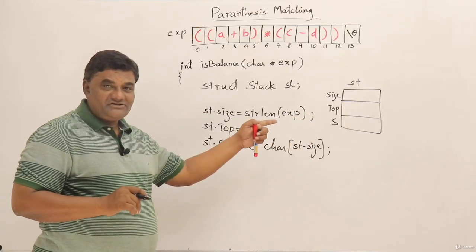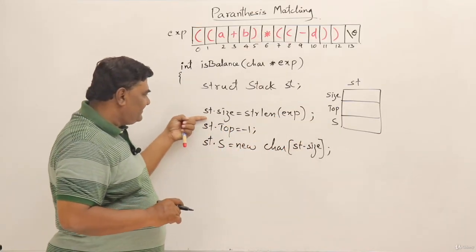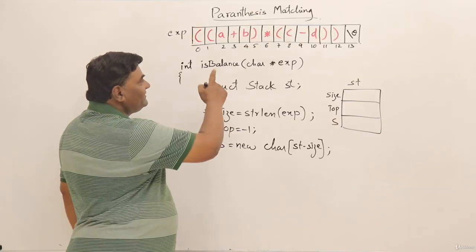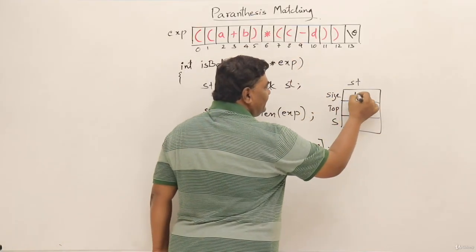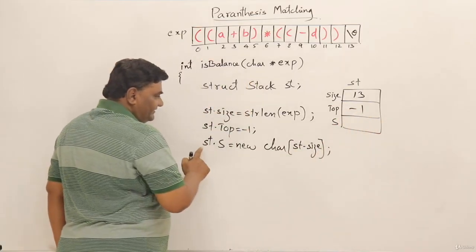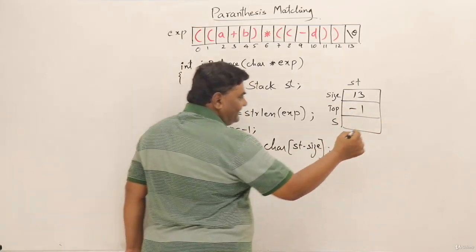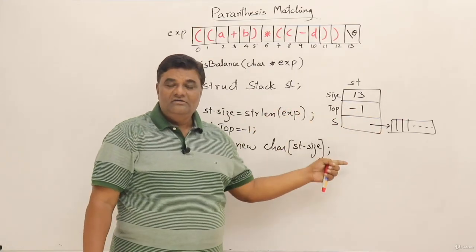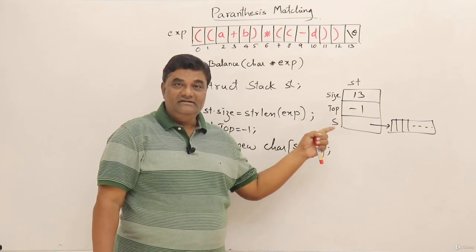So let us see the structure also inside the memory. If you remember, this is the structure. The first thing, the size we have said. The size of this one is 13. So 13 is set here. Then the top pointer is -1. Top is -1. Then an array of size 13 is created. So this is how a structure looks in the memory.